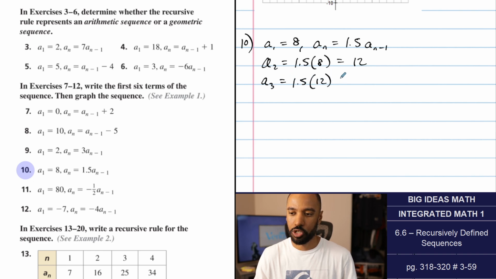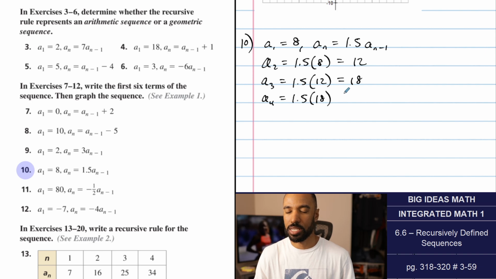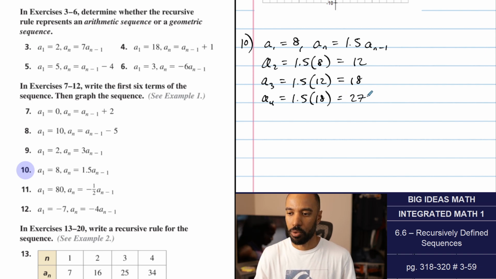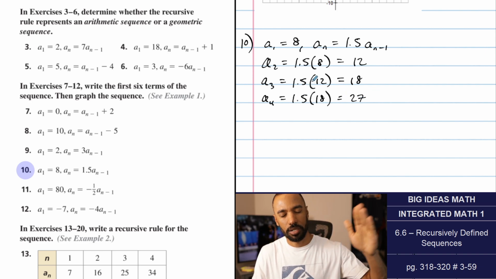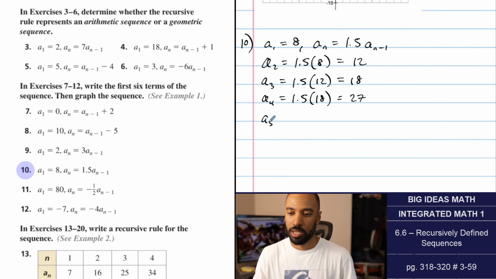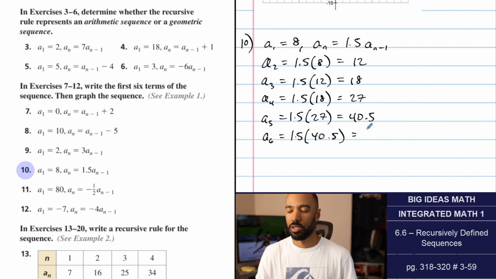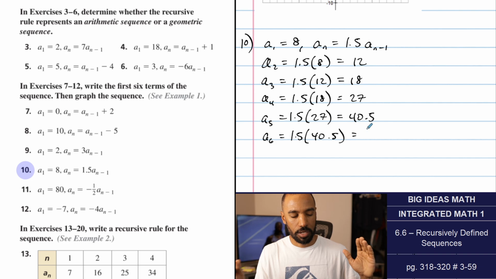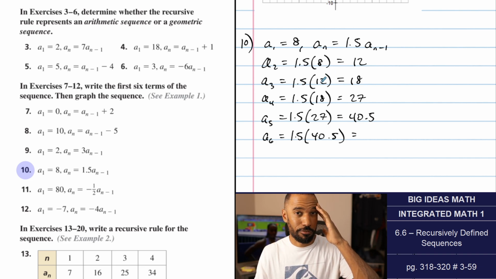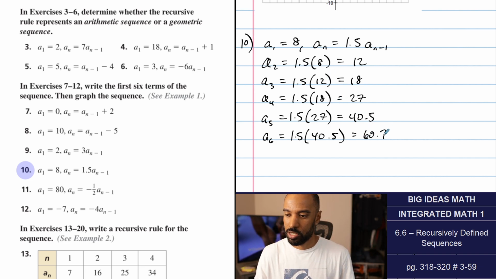1.5 times 12 should be 18. Hopefully these are not decimals at all. 1.5 times 18 is 27. Oh, this next one will be a decimal. 40 and a half. So 1.5 times 27 is 40.5. I have one more to do. Can I get it in my head? 1.5 times 40.5. 60.75, I believe.